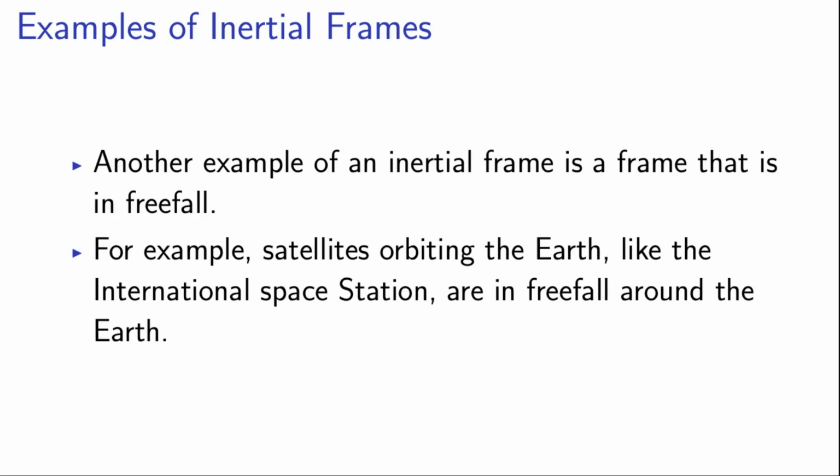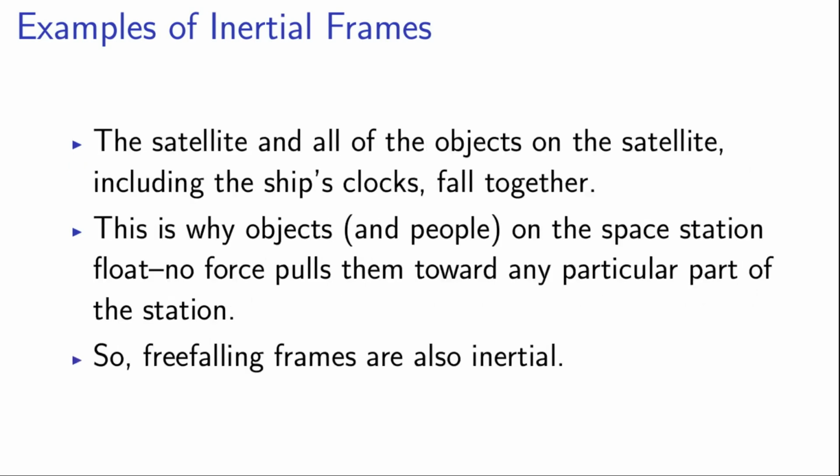Another example of an inertial frame is a frame that is in free fall. For example, satellites orbiting the Earth, like the International Space Station, are in free fall around the Earth. The satellite and all of the objects on the satellite, including the ship's clocks, fall together. This is why objects and people on the space station float. No force pulls them toward any particular part of the station. So, free-falling frames are also inertial.